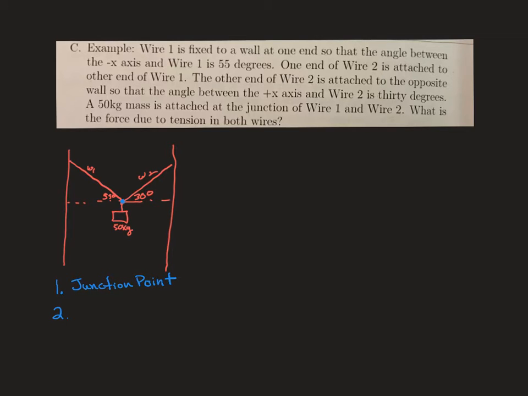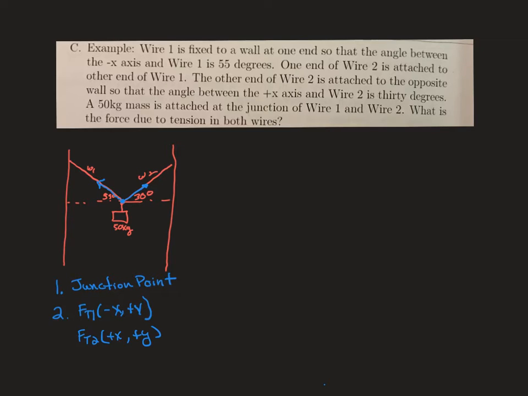Now we need to identify the forces present in the system. So we're going to have a force due to tension 1, and that's going to act in the negative x but positive y direction, because from this junction point here, the wire is going to pull it up towards the wall. The other item touching the junction point is wire 2. And that's going to exert a force due to tension as well, but this one's going to be positive x and positive y, because from the junction point, the wire is going to pull up towards the wall, which is up in the first quadrant.